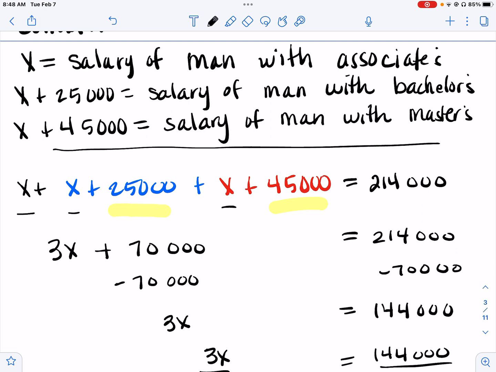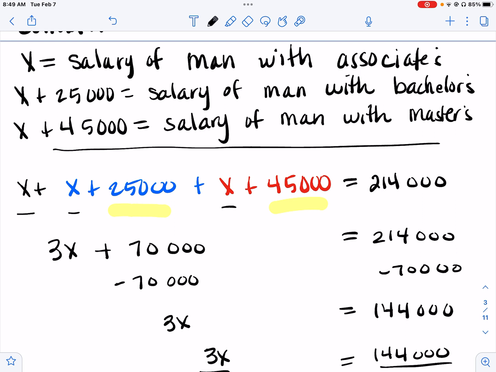When it said exceeds by, that means the person with the bachelor's makes $25,000 more than the person with an associate's. So the person with the bachelor's makes x plus $25,000. The person with a master's, their salary exceeds that of the person with an associate's by $45,000. So the salary of the man with a master's is $45,000 more than the associate's, so that's x plus $45,000.